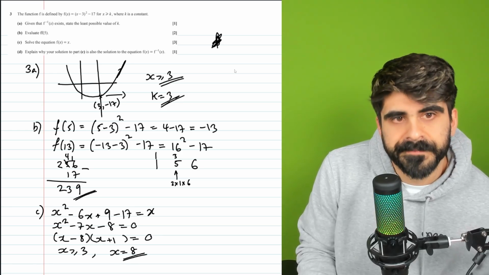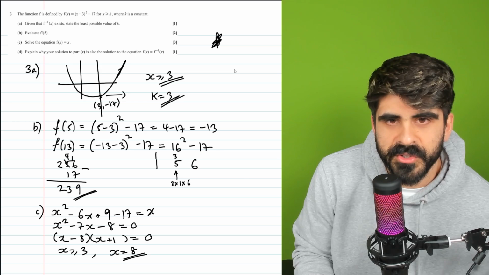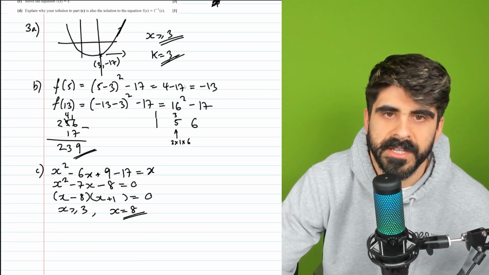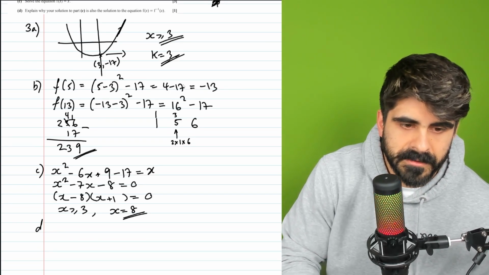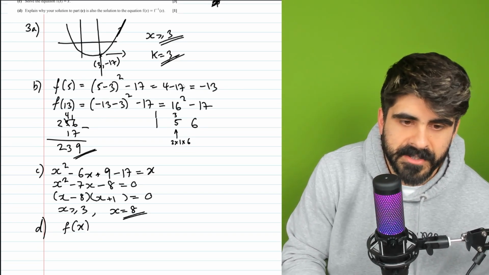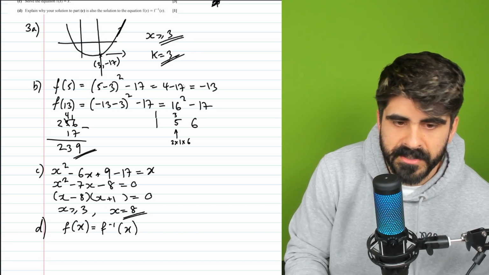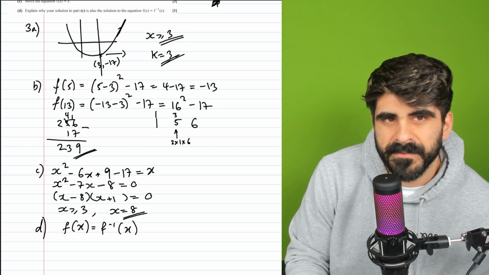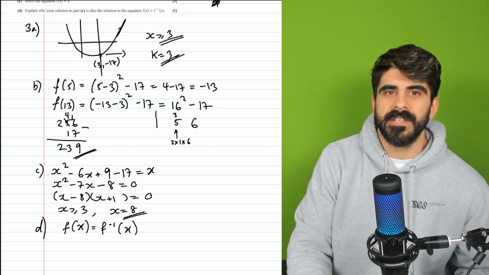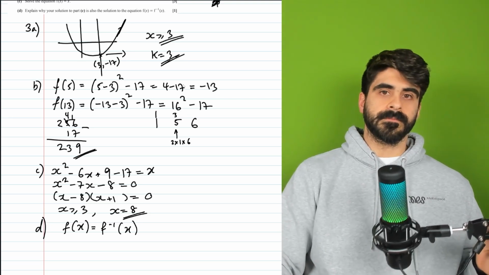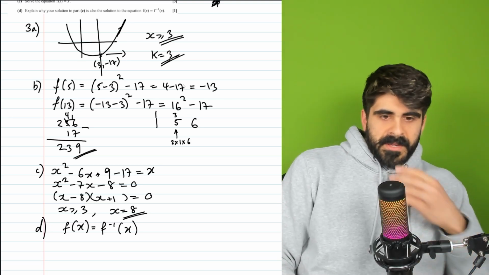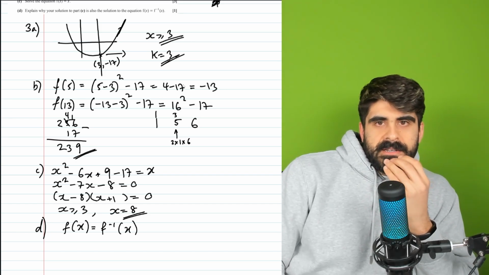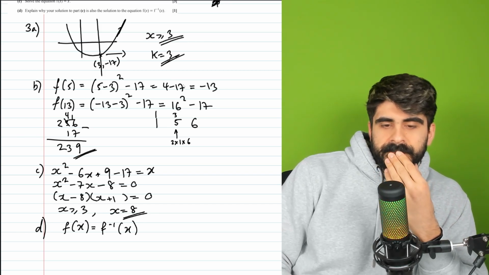Cool. Explain why your solution to C is also a solution to that equation, f of x is f minus 1 of x? Well, if f of x is f minus 1 of x, I don't really know how they want me to explain this. Explain why your solution to C is also that solution. Because f of x is x. I guess it has to do with the reflection line, right?